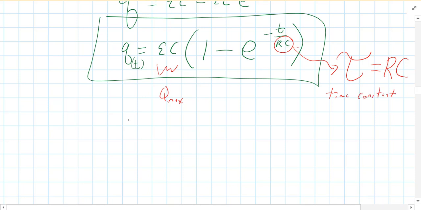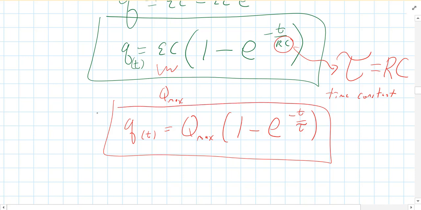So another way you can write this is Q as a function of time equals Q max times 1 minus e to the negative t over tau. And students will typically memorize that tau equals RC. It's something that's exceptionally important to know all the time. You're going to use it a lot.